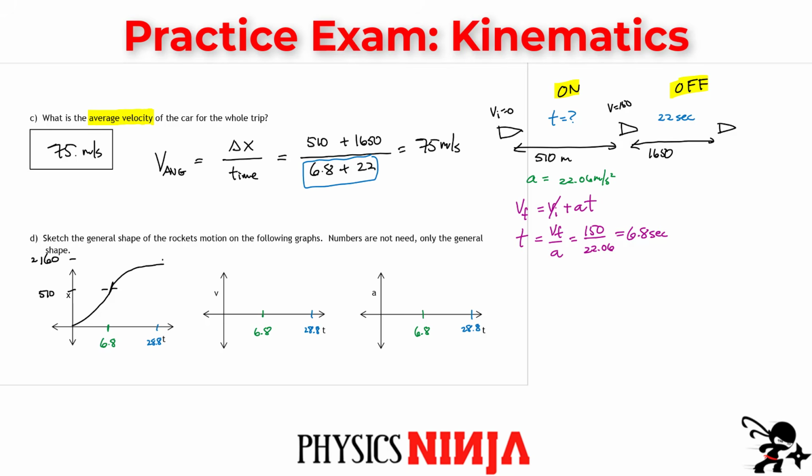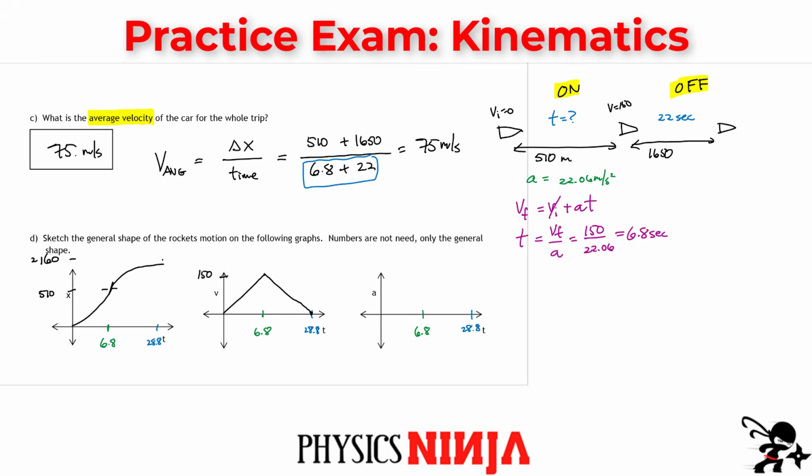For the speed, again, now I'm speeding up and I'm going up to a maximum of 150 in the first 6.8 seconds, so it should look like that. And then what happens in the next 22 seconds, right? 22 seconds is when the burners are turned off. Again, it slows down, right? At the end, I have to be at 0 if I go to a complete stop. Again, this is not kind of the right scale, but it's just a quick sketch.